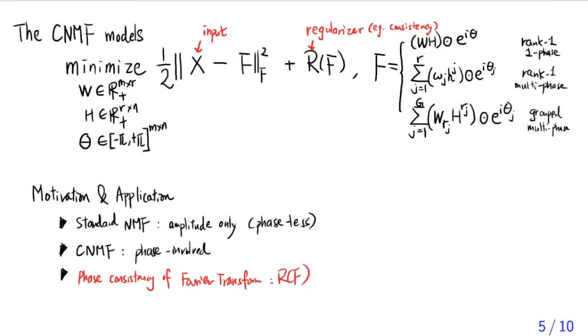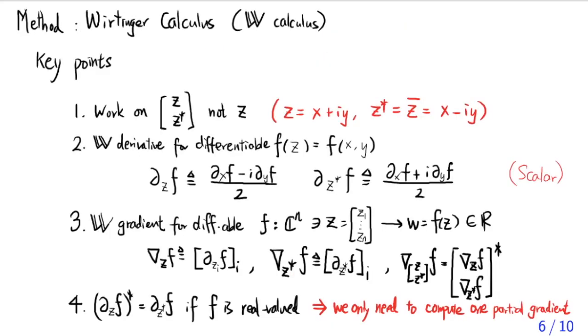The CNMF model has this form. We are minimizing a cost function plus a regularization term. We are not going to talk too much about this R. Please refer to the paper. So how do we solve this problem? Wirtinger calculus. The key point is that the Wirtinger calculus works on the stacked vector of z and the z complex conjugate, not z. For this coordinate, the derivatives are defined as follows.